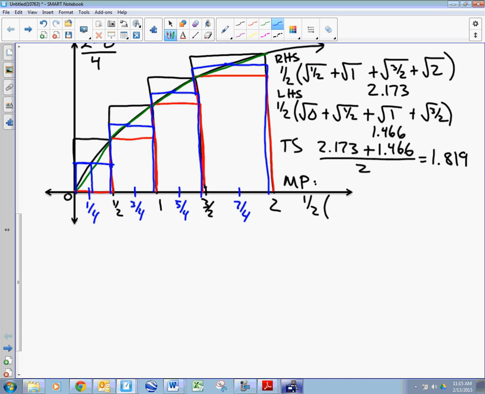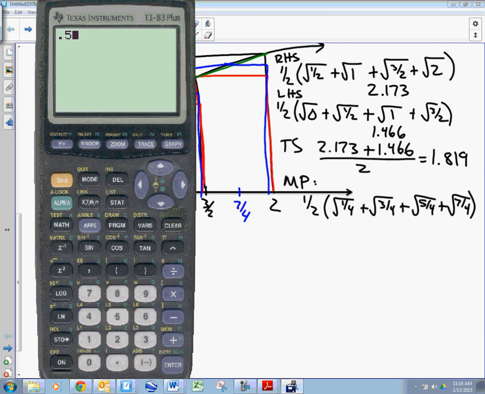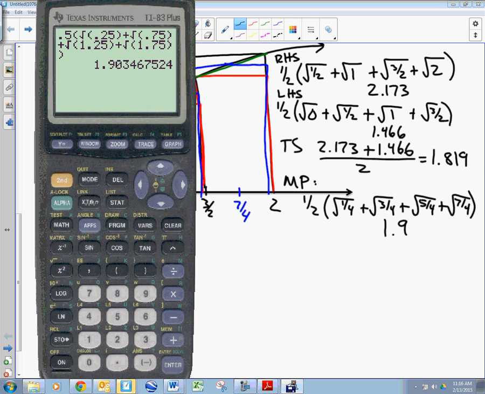Okay, so midpoint measure, I will take 1/2 times the square root of 1/4 plus the square root of 3/4 plus square root of 5/4 plus square root of 7/4. So you don't get to reuse anything from before, do you? Because it's still the width of the rectangle at the bottom. Marcus is correct. I put 0.5 because I'm an idiot. 0.25. Let's see. Plus square root of 0.75 plus square root of 1.25 plus square root of 1.75. Double parenthesis, 1.903. All right.